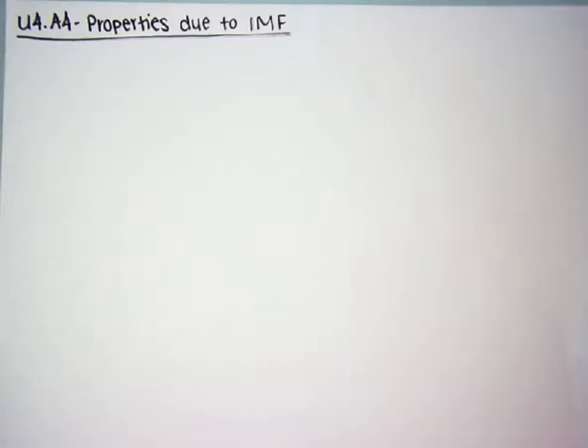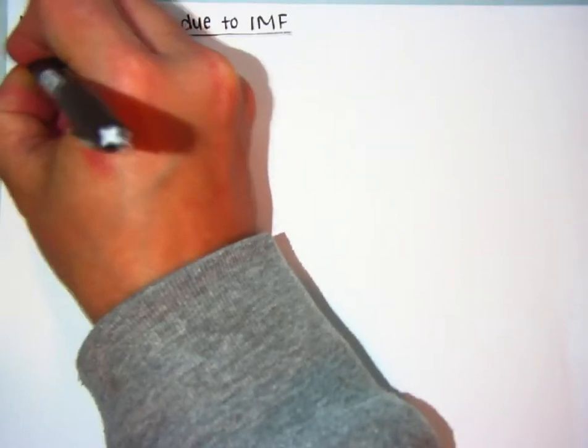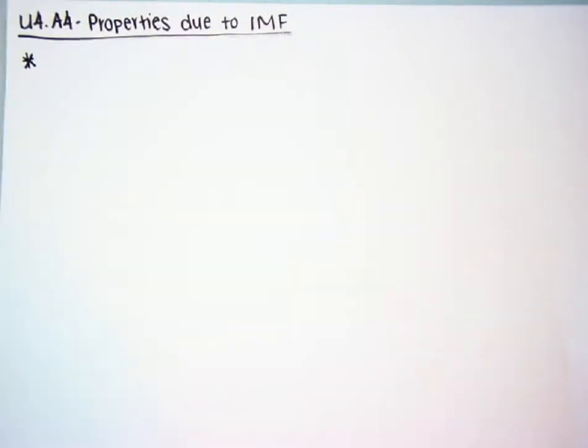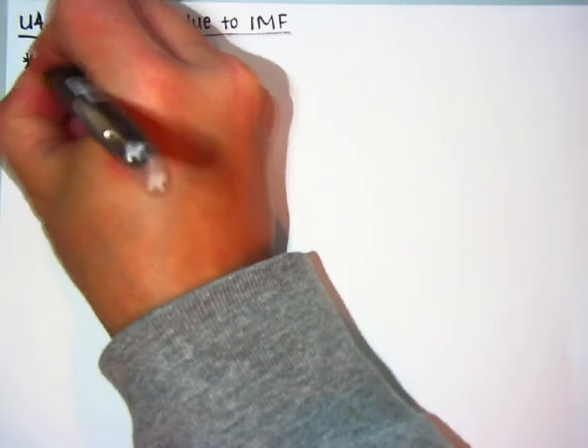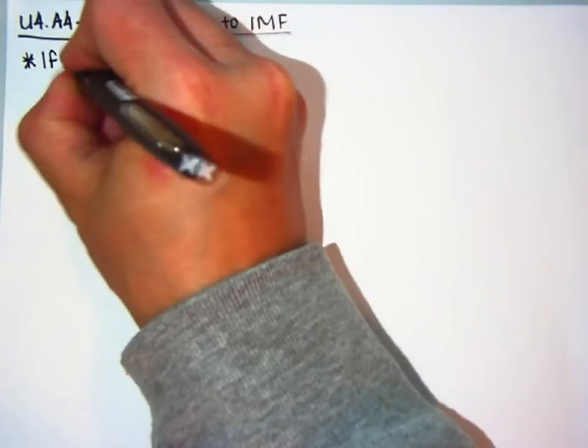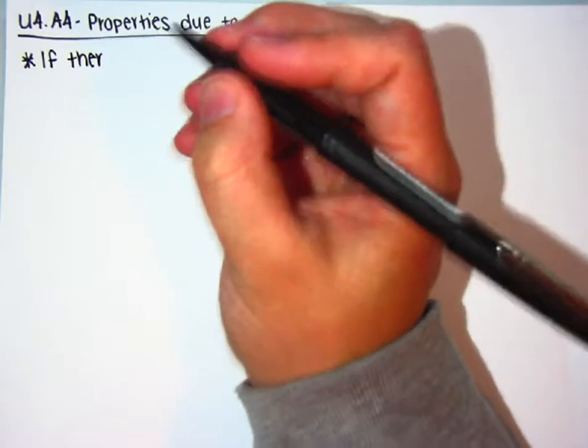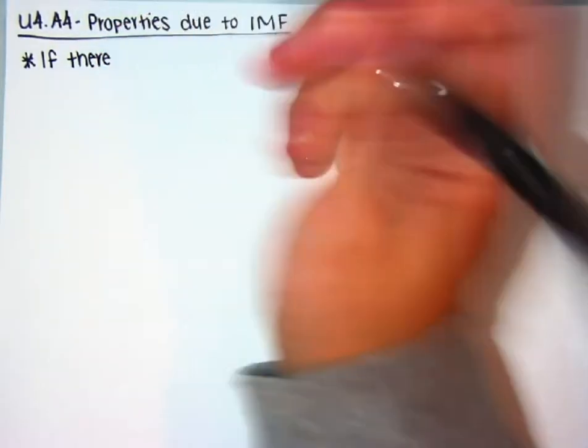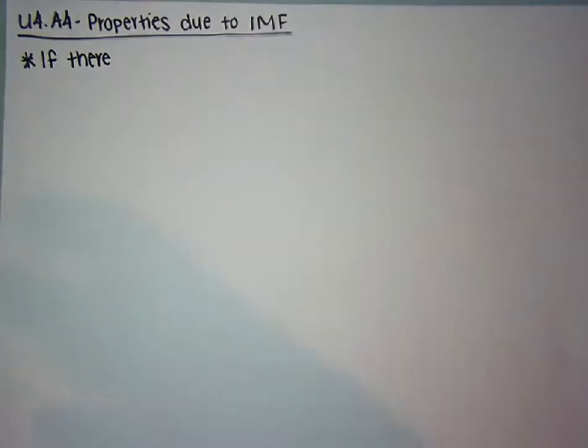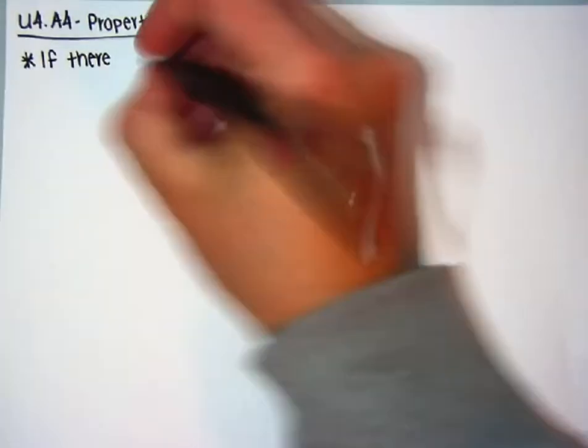In this lesson, we're going to talk about how intermolecular forces affect properties, and this is our last lecture of the semester. So before we get to the properties, we need to know what happens if there's more than one intermolecular force acting on a molecule. Let's say it's like water. Water has London dispersion forces, dipole-dipole, and hydrogen bonding.